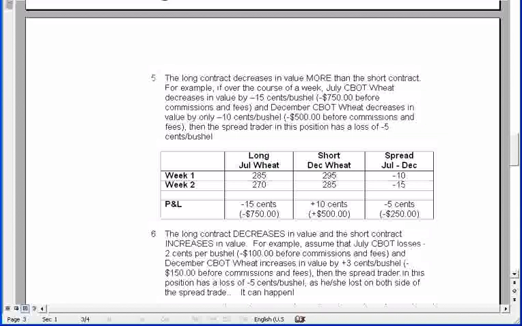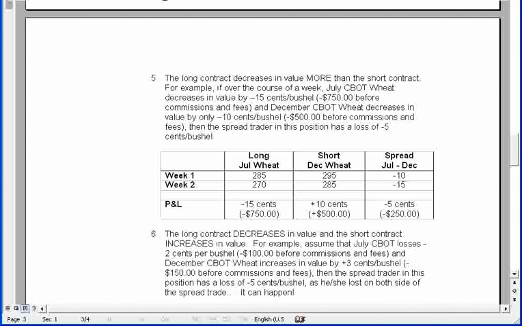Again, we would lose money, but you'll notice that the spread loss is less than either of the outright changes. Because the outright change in our long, we lost $750. The outright change in the short, we lost $500. But overall, the spread, we only lost $250. Exactly, and it's the same case when we underperform to the upside.